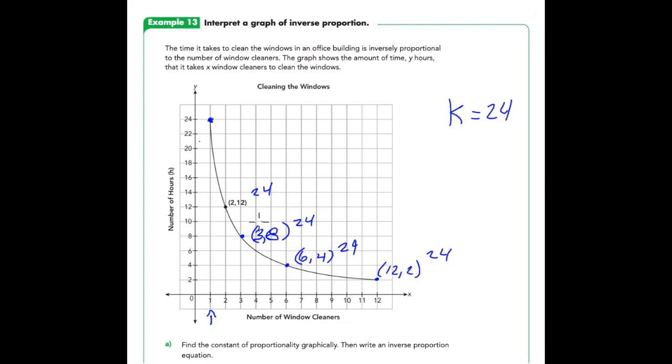So we could have taken any of these coordinate points where the line goes through, and we could just multiply the y and the x to find our constant of proportionality. It also asks us to write an inverse proportion equation. We could use the format y equals k over x. So y equals 24 over x would represent the inverse proportion on this graph.